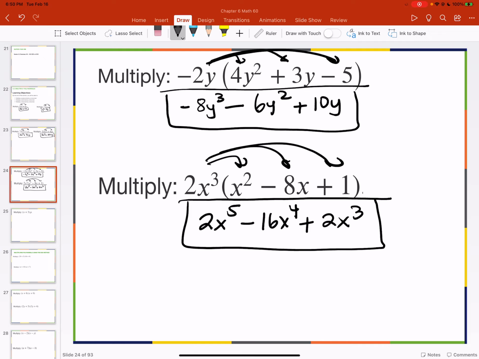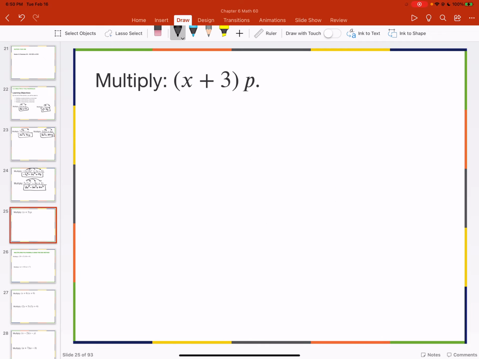Okay, what if you have the monomial on the right-hand side? That's fine. Just distribute it this way. So this would just be px plus 3p.